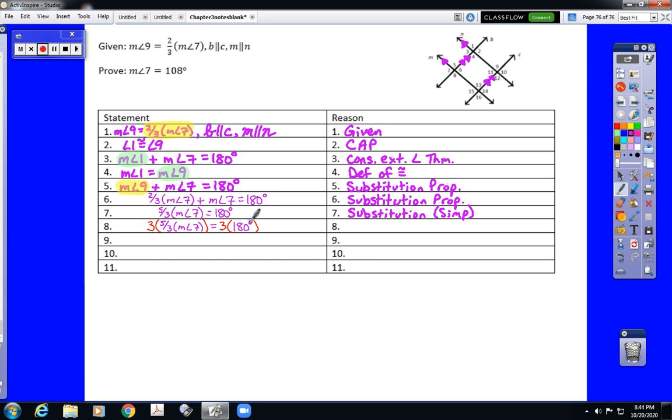Because, again, anytime we add, subtract, multiply, or divide in a proof, that is a two-step process. First, we show it, which is the step that gets labeled with the operation, the multiplication property, and then we simplify it. The 3's would cancel, leaving 5 times the measure of angle 7 equals 3 times 180, which is 540 degrees. That is substitution simplify.